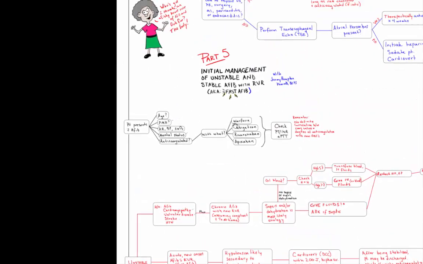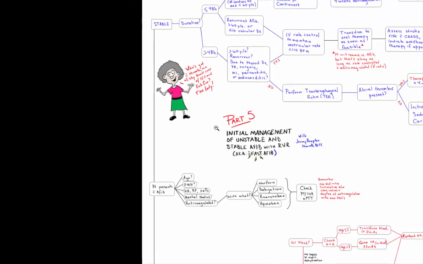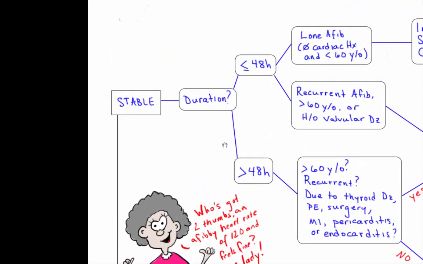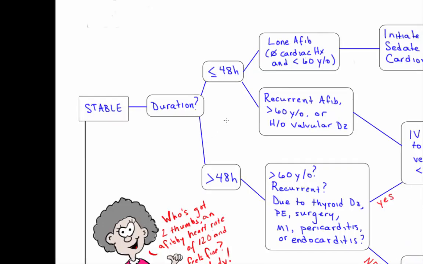Let's move up the list to stable AFib. So this is the patient that comes in who has a rapid ventricular response, but they don't have any hypotension, they don't have any altered mental status, their oxygen saturation is fine. They look okay other than the fact that they are currently having a rapid ventricular response. So the first thing we need to do when we see this patient is figure out what the duration of symptoms has been. Did the AFib occur within the last 2 days, or has it been greater than 2 days?